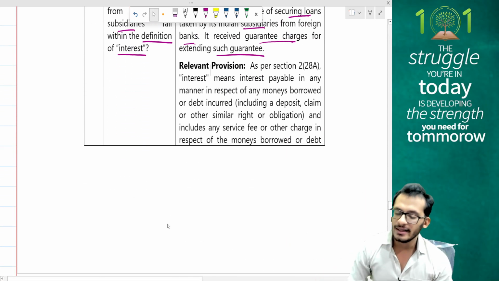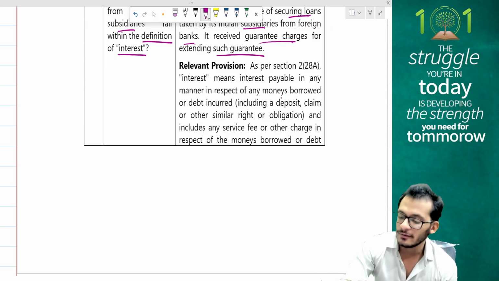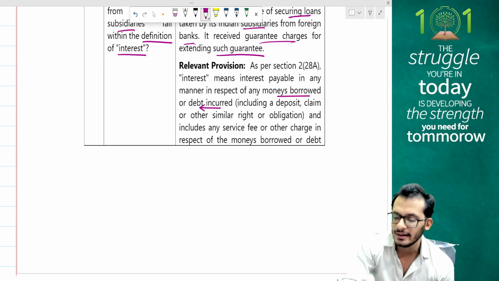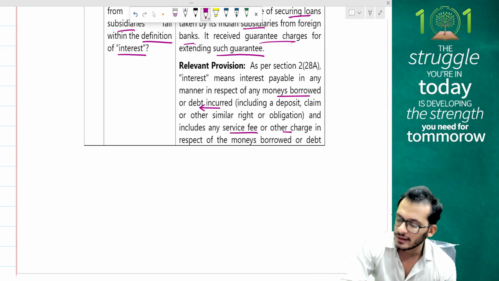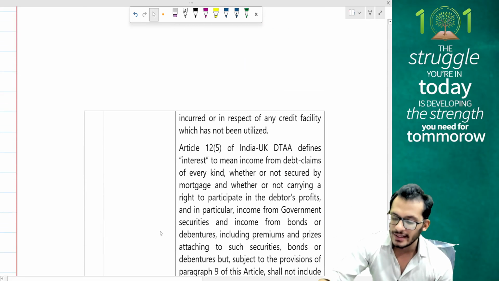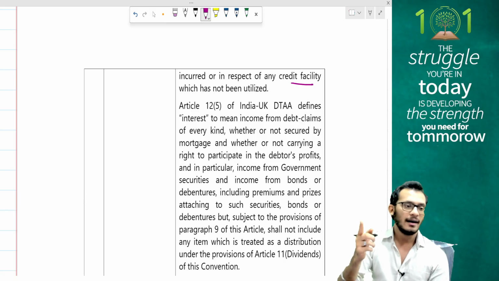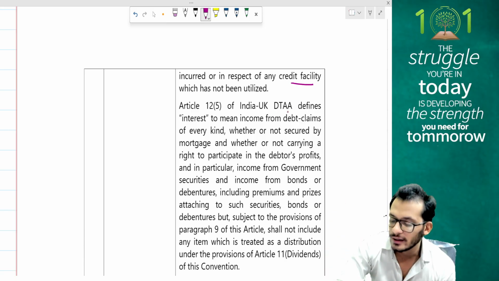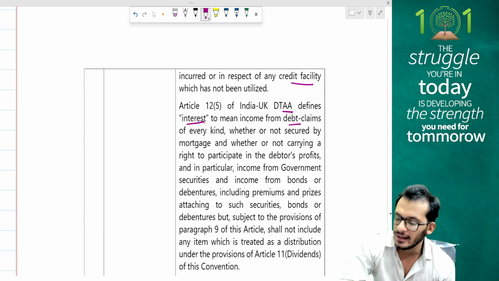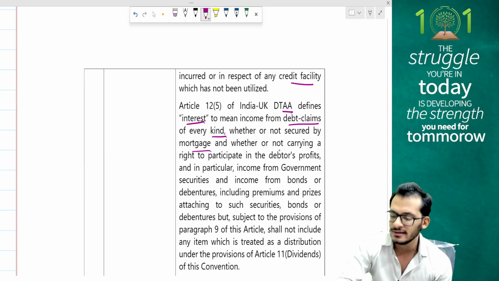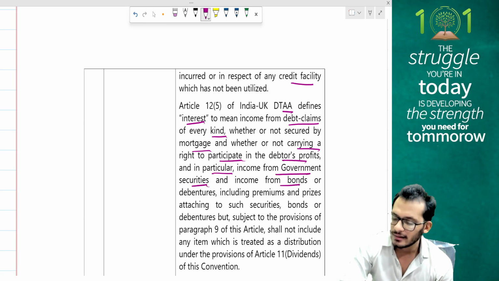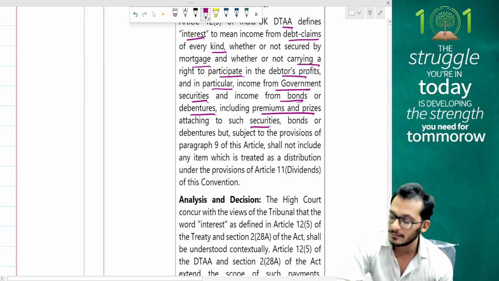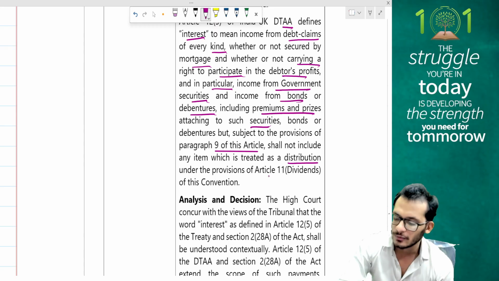As per Section 2(28A), interest means interest payable in any manner in respect of any monies borrowed or debt incurred, and includes any service fee or other charges in respect of the monies borrowed or debt incurred or in respect of any credit facilities. Article 12 of the India-UK DTAA has defined interest to mean income from debt claims of any kind, whether or not secured by mortgage, whether or not carrying a right to participate in the debtor's profits, and in particular income from securities and income from bonds and debentures, including premiums and prizes attached to such securities, bonds or debentures, but subject to the provisions of paragraph 9 of this article, and shall not include any item which is treated as a distribution under the provisions of the dividends article.